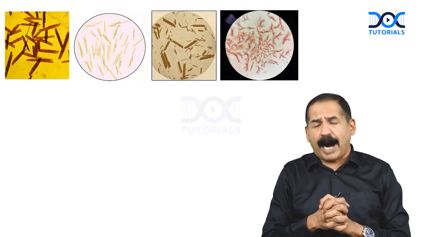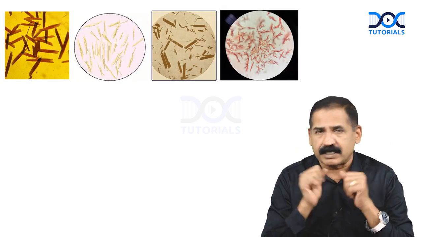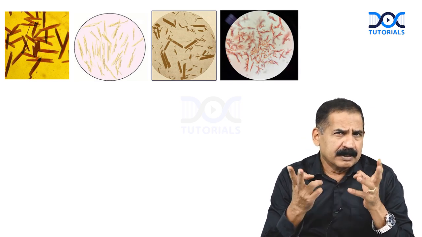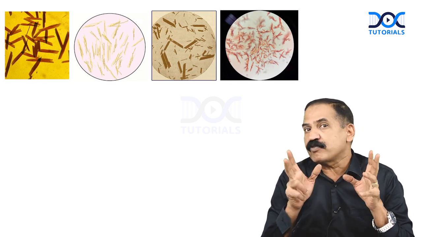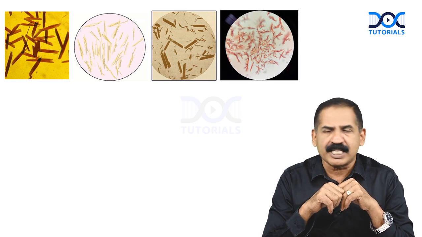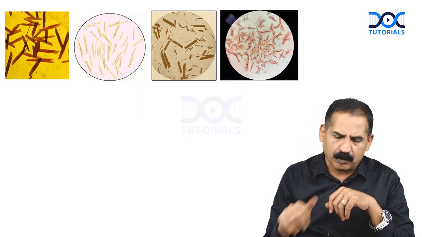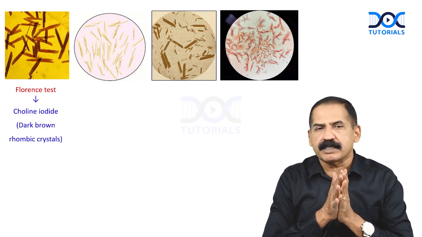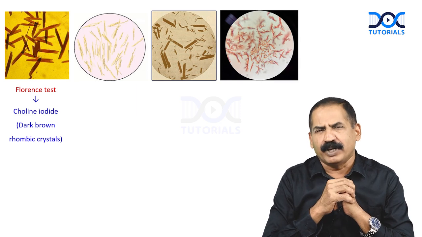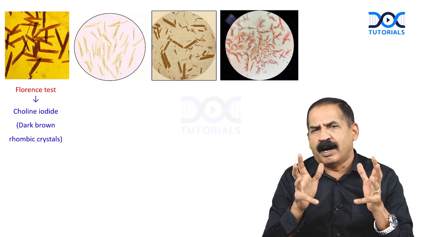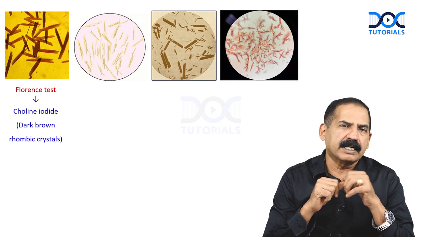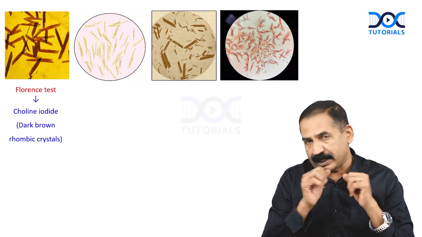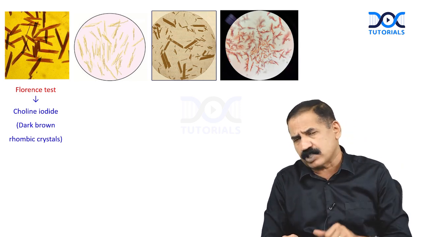Anyway, look at these 4 pictures. This is the microscopic appearance. Generally, there are 2 microscopic tests to identify semen and 2 microscopic tests to identify blood. Now, the first picture is the fluorescence test. Semen contains choline, and in the fluorescence test you can see dark brown rhombic crystals of choline iodide. Choline iodide, the reagent is potassium iodide.